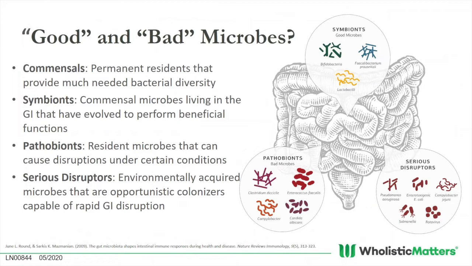But when we look at them overall, there's a really big desire to classify microbes as either good or bad. And it works in a way, but it's a relatively simplistic classification. So you have microbes that you would call commensals, so these permanent residents, and bacteria, or microbes, not just bacteria, that provide a much needed diversity in the GI. Then within them you have a lot of symbionts, these commensal microbes living in the GI that have evolved to perform beneficial functions.